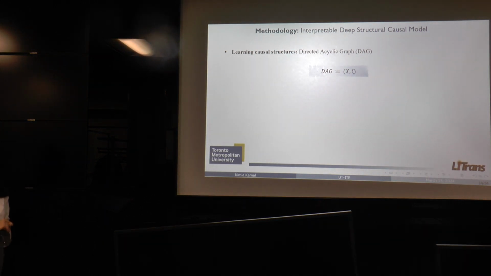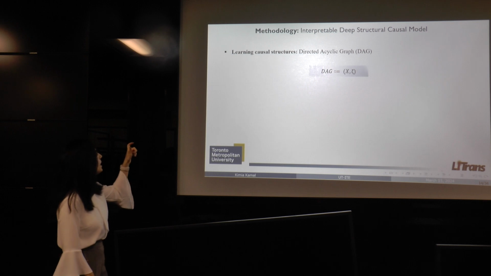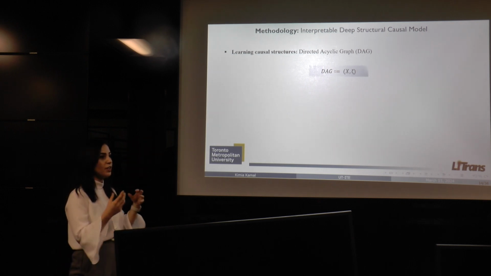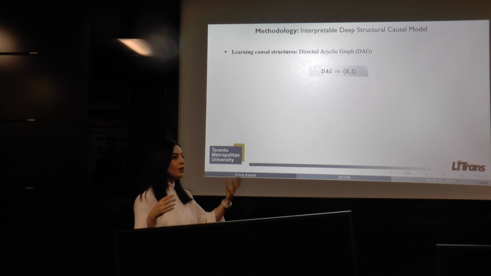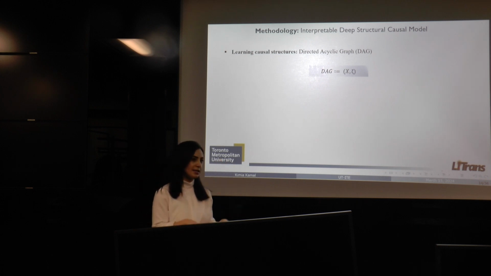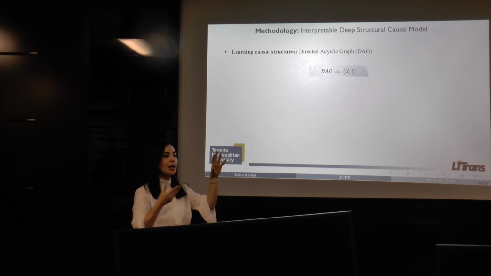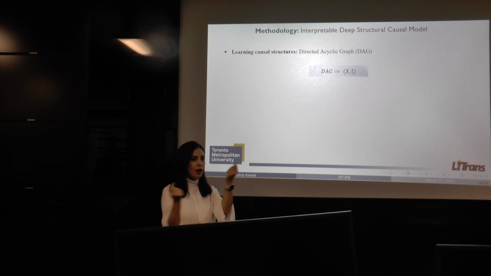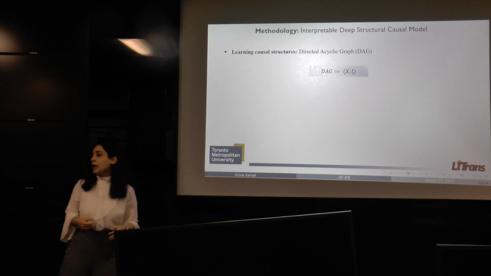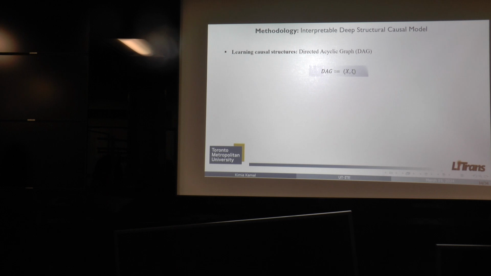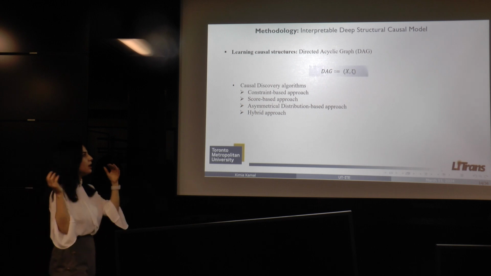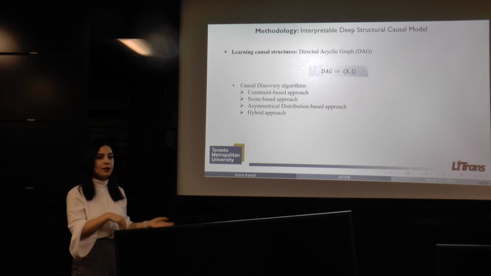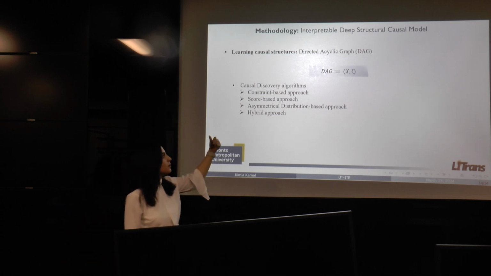In the interpretable deep structural causal model, first of all, we try to learn the causal structure. We try to identify the directed acyclic graph. What is a directed acyclic graph? A directed acyclic graph is a graphical representation of the causal model. In this graph, the nodes represent the random variables and the edges between nodes represent the direct effect between them. Different approaches, such as theories, our background knowledge, or results from previous studies, can be used to get the DAG.